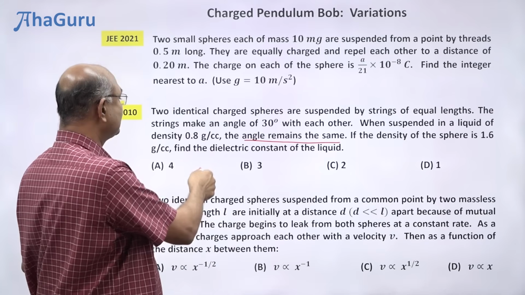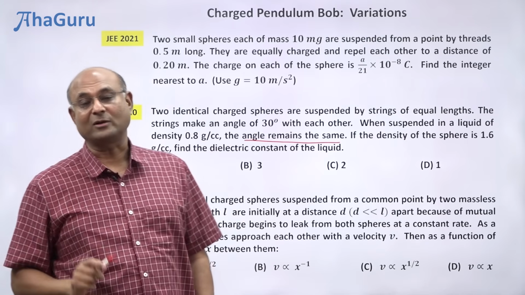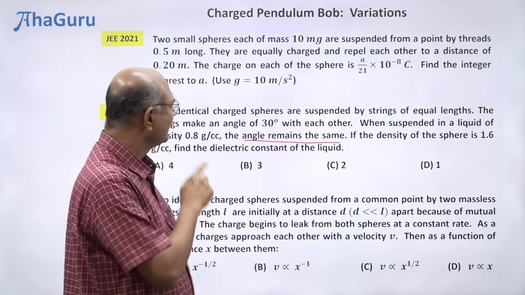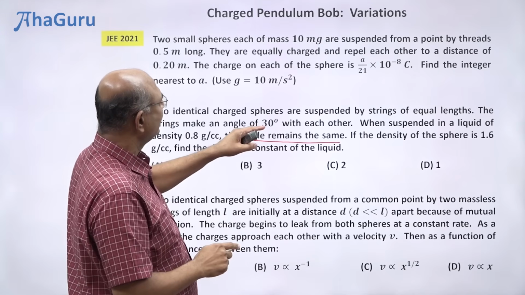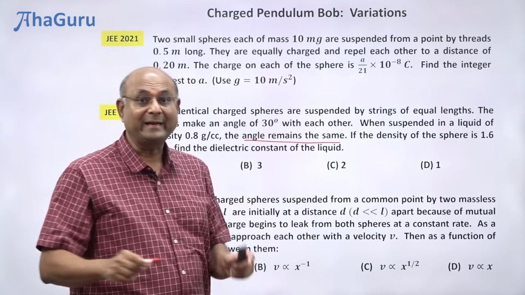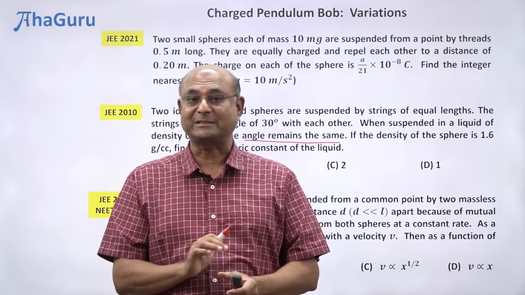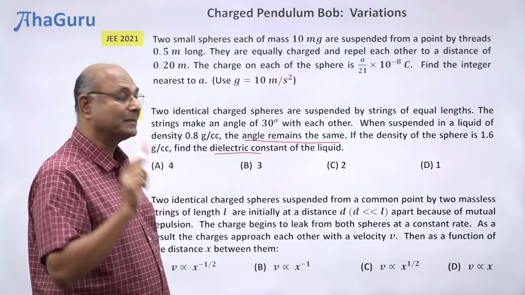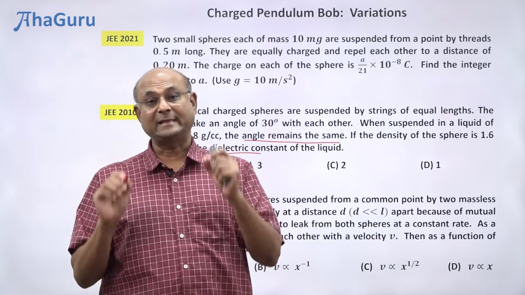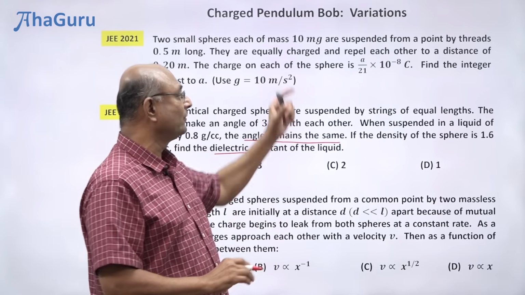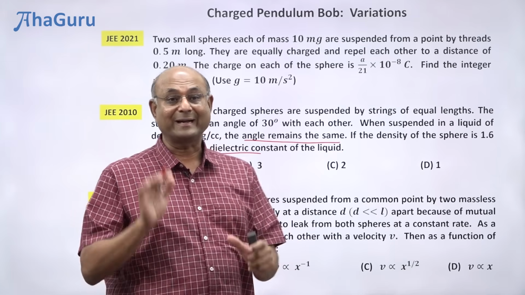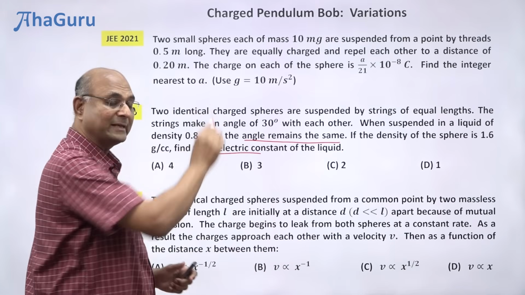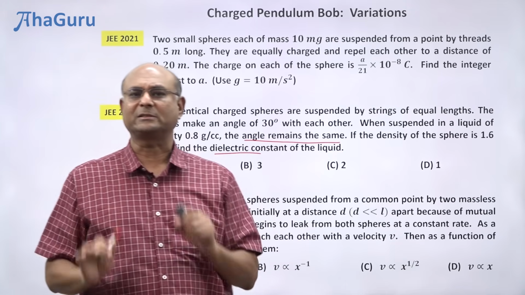Using this, they want you to find the dielectric constant of the liquid. Now this is not looking like that question, right? Actually, it is the same question, except here we want to find the dielectric constant, but the approach is going to be the same. The same principle is going to be used. We are going to look at tan theta for both of these cases, and you will see that it is exactly the same question.